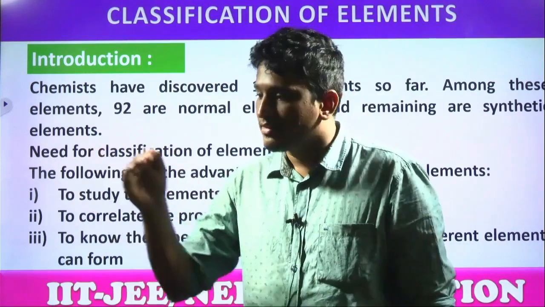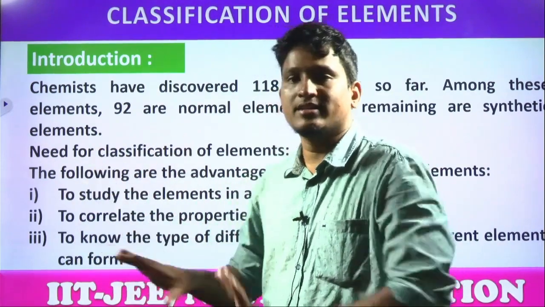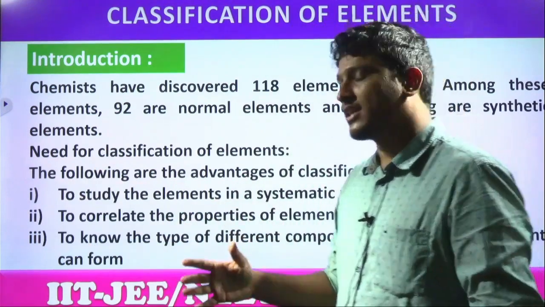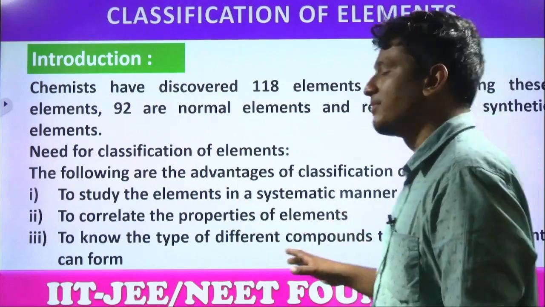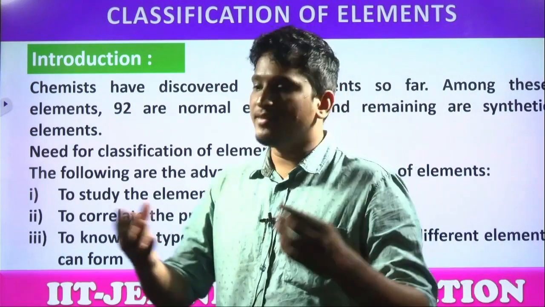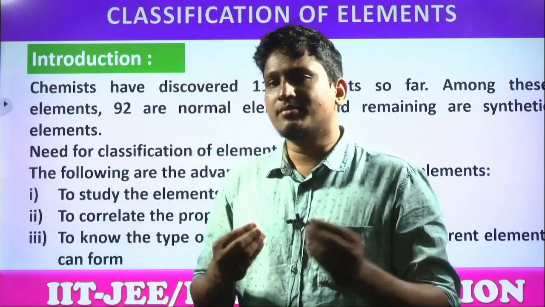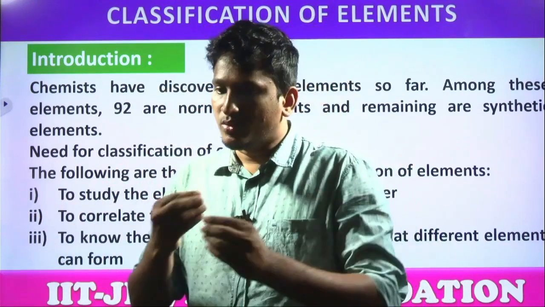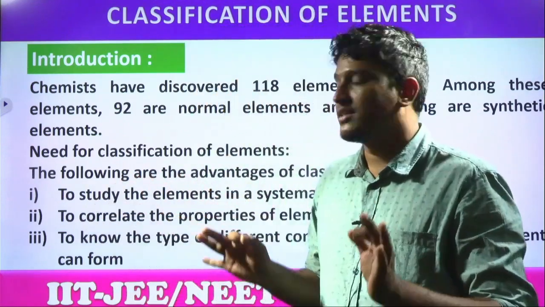So this element and the next element have the same reactivity, and like that, a systematic way of understanding the chemical reactivities of all these elements. Next, to correlate the properties of the elements, to relate all the properties of different elements. I already said some elements have the same chemical reactivities, yes or no? So to understand that relation between their chemical reactivity, we need to classify the elements.